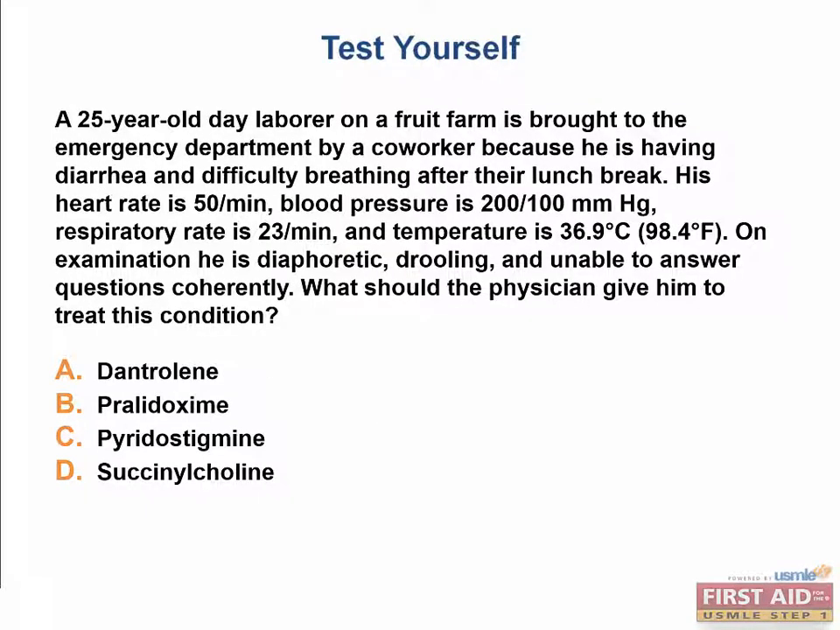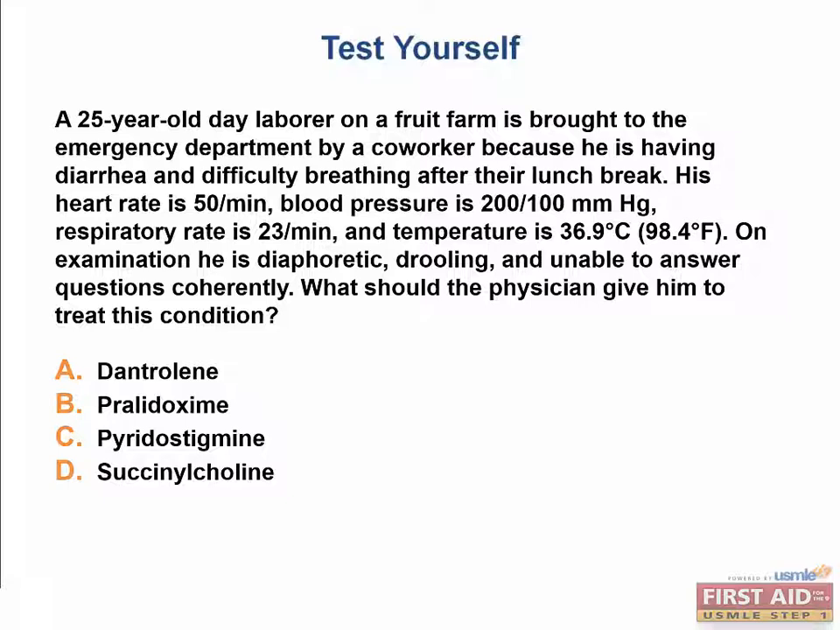So this test yourself question, which is very similar to what you'll be asked on the USMLE, is a review from the pharmacology section of the First Aid text. So here's the case. A 25-year-old day laborer on a fruit farm is brought to the emergency department by a coworker because he is having diarrhea, difficulty breathing, elevated heart rate, elevated blood pressure, and mildly elevated respiratory rate, but his temperature is approximately within normal limits. On examination, he is diaphoretic, drooling, and unable to answer questions coherently. What should the physician give him to treat this condition?